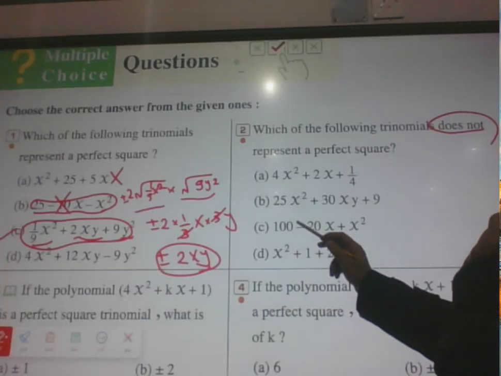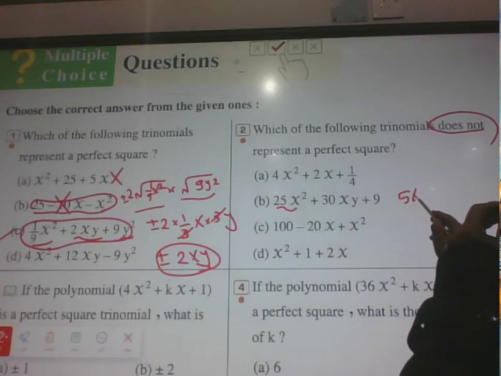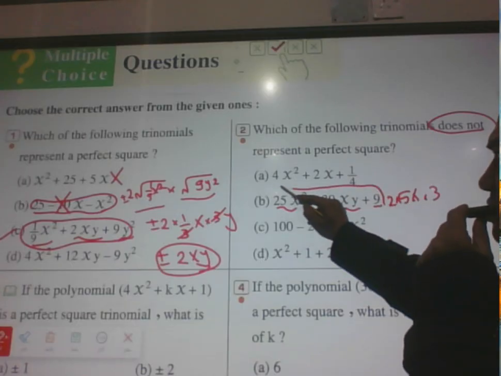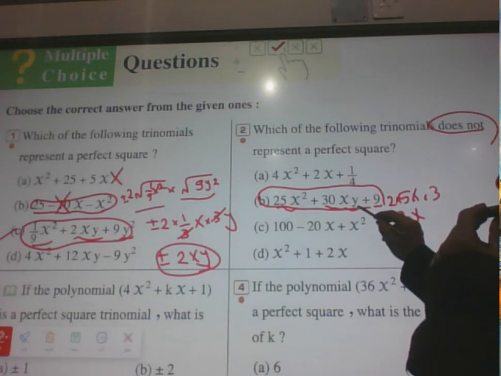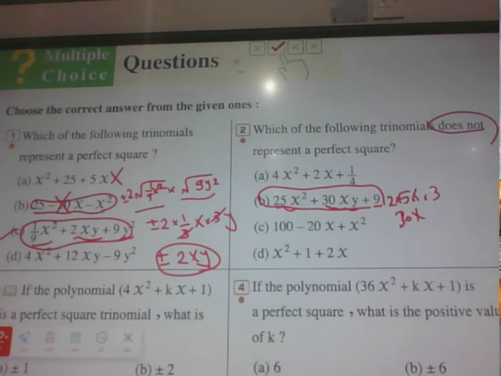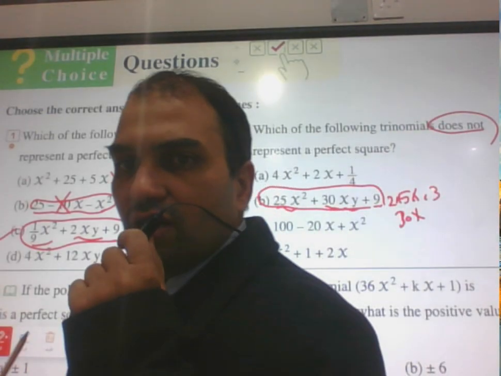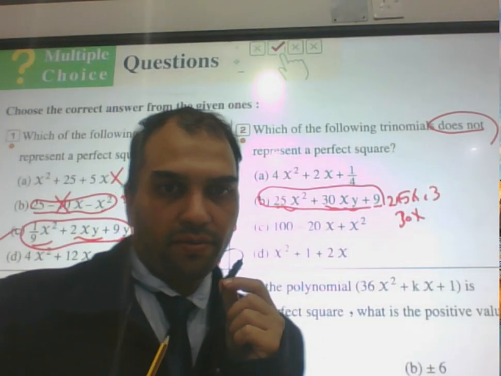What about letter B? We have here the square root of 25x power 2 equals 5x, and the square root of 9 equals 3. We multiply by 2: 2 times 5 is 10, 10 times 3 is 30, but we haven't y. Then we can't choose this because we haven't y here. The answer will be 30x, but we have here 30xy. We haven't y in the example. Then the wrong answer will be letter B. He asked about the expression that doesn't represent a perfect square. It shows letter B.